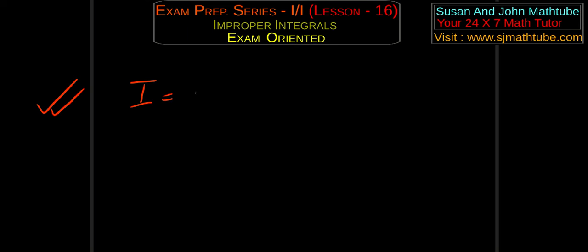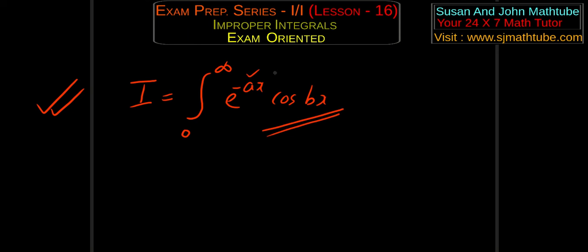Evaluate the definite integral. Actually, it is an improper integral which is definite. e power minus ax cos bx, where a is a positive quantity, because if you don't mention a is positive, then this whole thing can become different. I'll give you the answer.